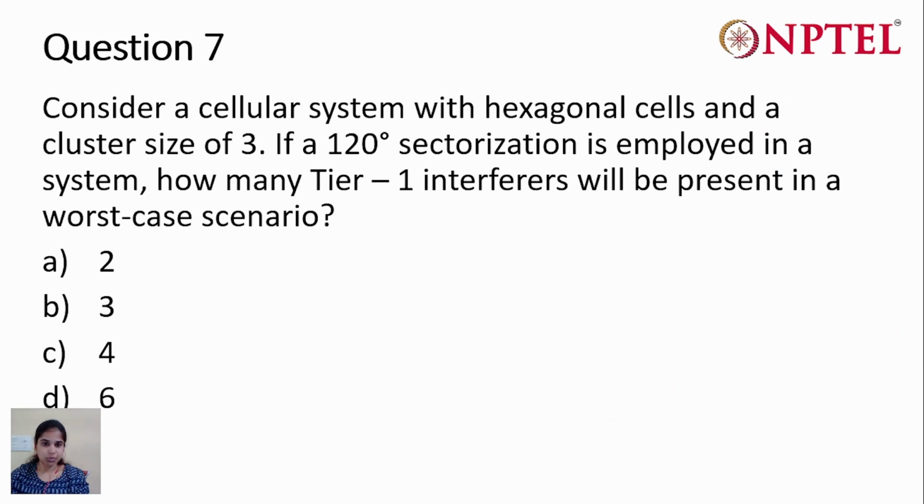And moving on to the next question. Consider a cellular system with hexagonal cells and a cluster size of 3. If a 120-degree sectorization is employed in a system, how many tier 1 interferers will be present in the worst case scenario? Try to construct a cell structure with cluster size 3 and then assume that we are going to do 120-degree sectorization. Now, can you find how many tier 1 interferers we might have for a worst case scenario?